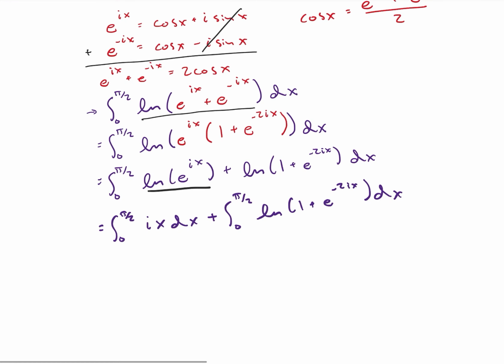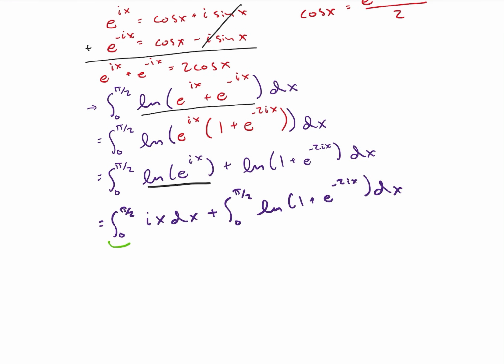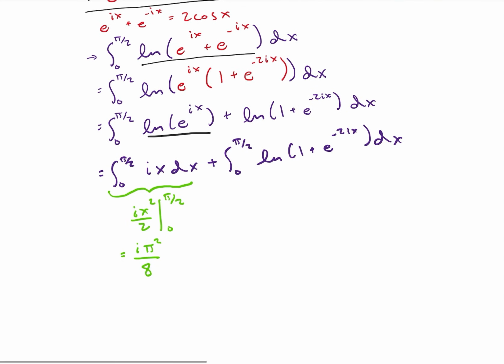All right, so this one we can take care of. The left one is just going to be ix squared over 2, evaluated from 0 to pi over 2, which is going to give me i times pi squared divided by 8. So for that left one, I have an expression that's valid. Let's look at the right one now.